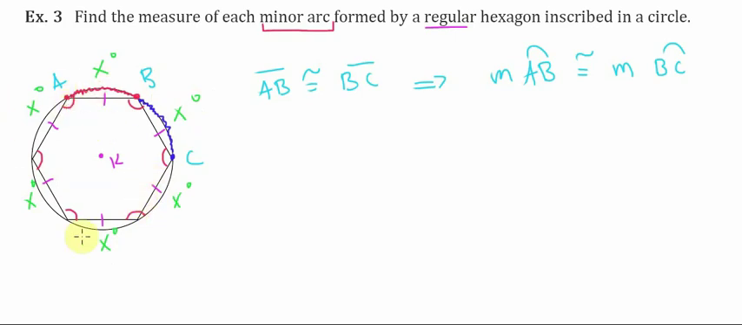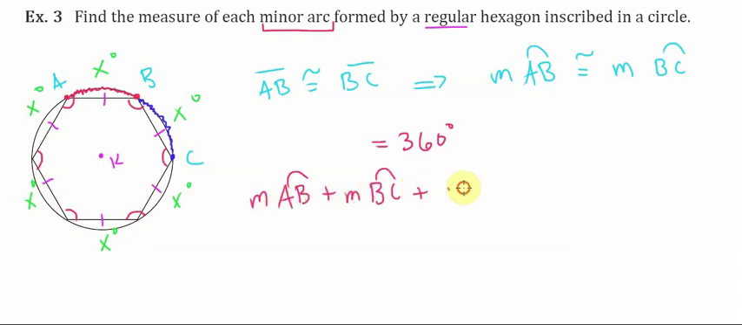When I look at each of these arcs, I know that none of the minor arcs are going to intercept one another or overlap. I actually have that they're adjacent. They all share points, but there's no overlap and there's no gaps. So I know that all of these arcs are going to equal 360 degrees if I were to add them together. What I can do is add the measurement of arc AB plus the measurement of arc BC and so on until I get all of my arcs. And I would get 360 degrees.